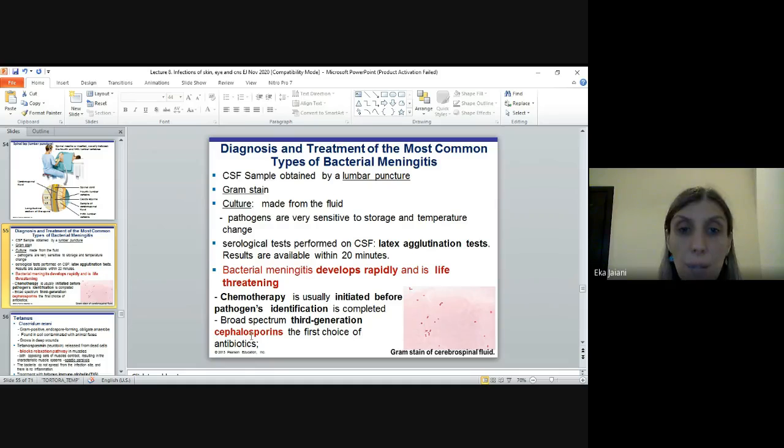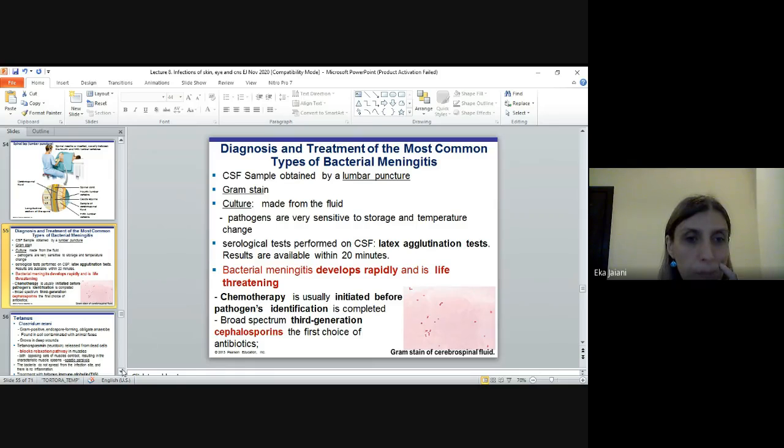And broad spectrum third generation cephalosporins can be used. Yes, so also in case of my mother, third generation cephalosporins, ceftriaxone specifically, was used. On the picture, what we see here, gram stain of cerebrospinal fluid, these are gram-negative diplococci. We see the cells in pairs, and this should be Neisseria meningitidis.